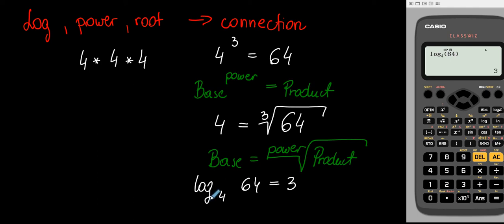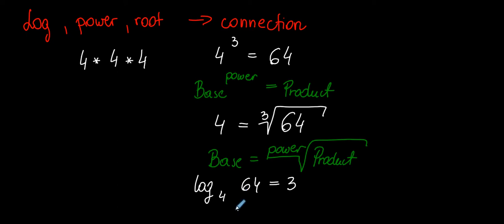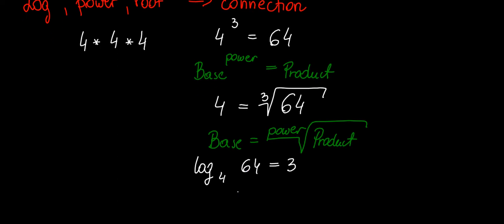Basically, I'm asking a question: to what power do I have to take the base in order to get the product of 64? So that's how they are connected. So let's just write the last one. So the log, we put the base of the product, and that will give me power. So that's how they are connected.